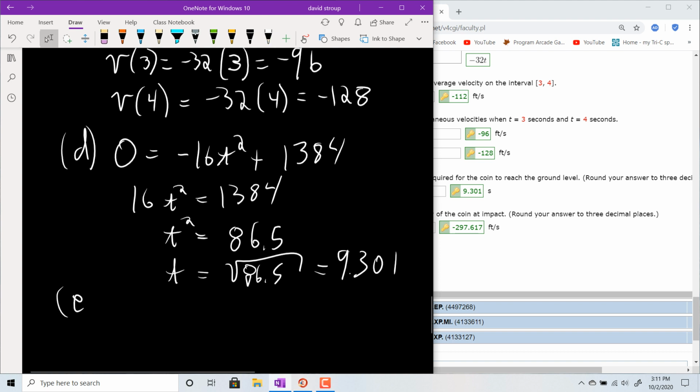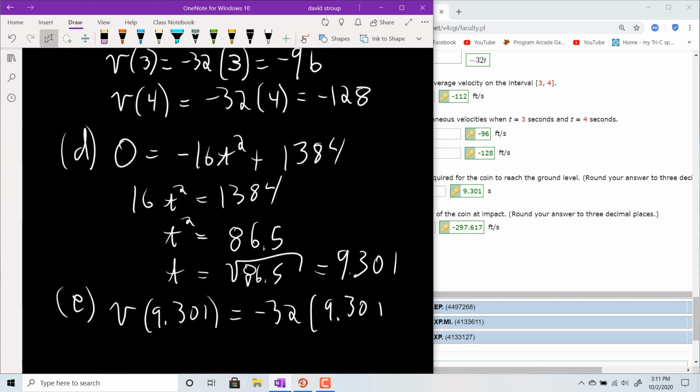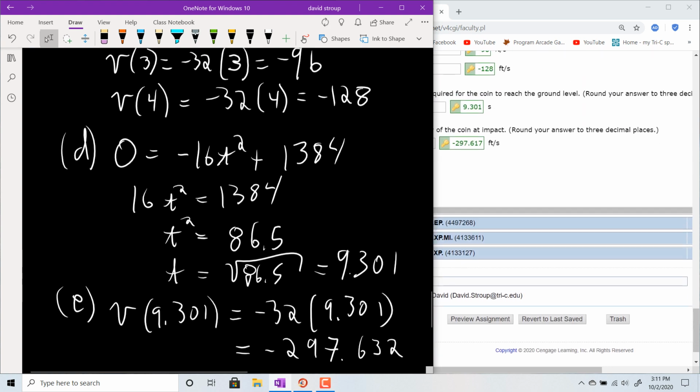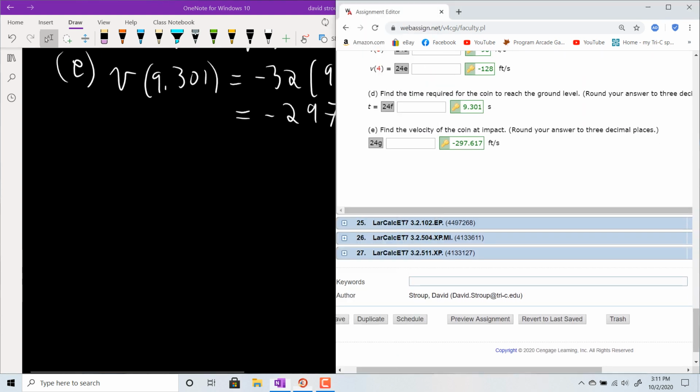Find the velocity of the coin at impact. Now you just take that number and plug it into your velocity formula. So that's going to be negative 32 times 9.301. That's negative 297, and they want 3 decimals, so negative 297.632. I think that's probably the only story problem I put on the test. It's mainly just, do you know how to do your derivatives?